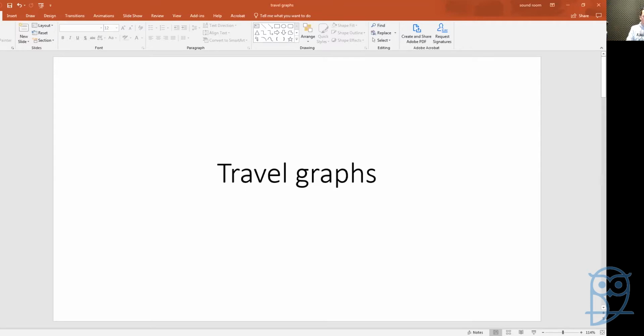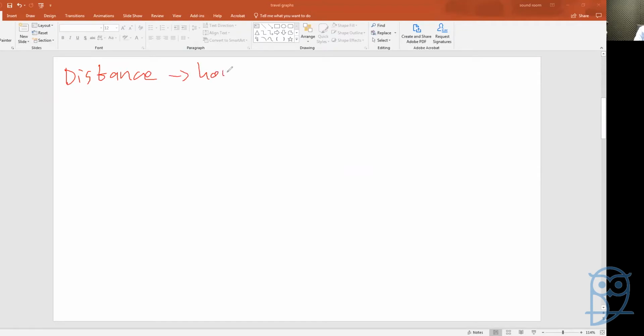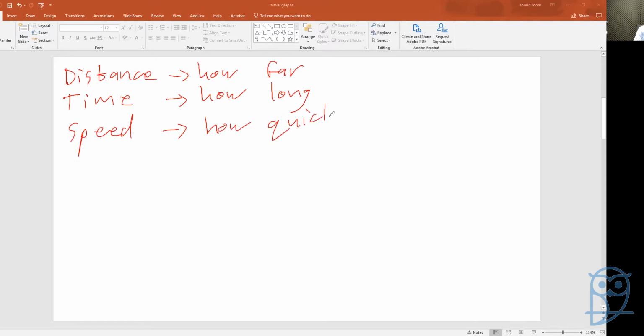So we need to make sure that we know a couple of things about our travel graphs and the quantities we're going to be looking at. First, we have a look at distance. Distance is the how far quantity. We have time, and time is the how long it takes quantity. And then we have speed, and speed is the how quickly quantity.